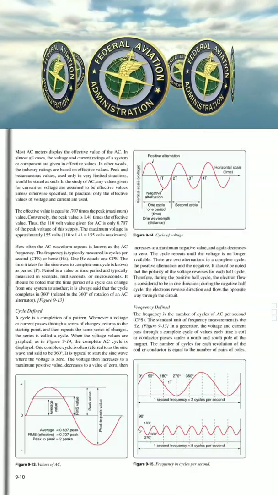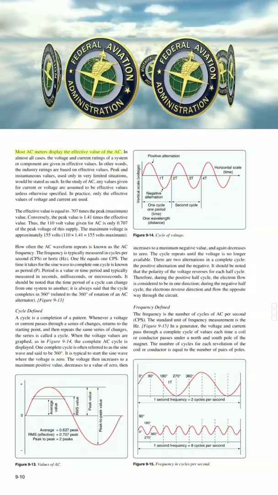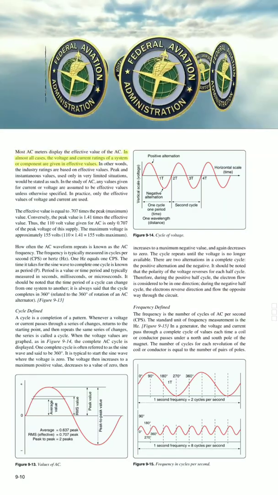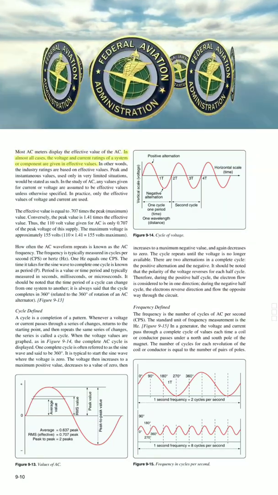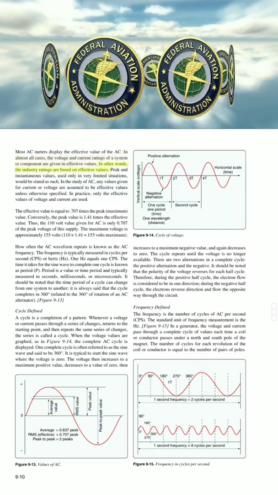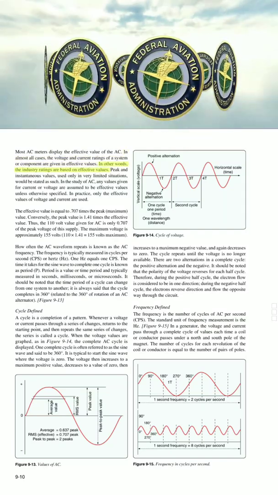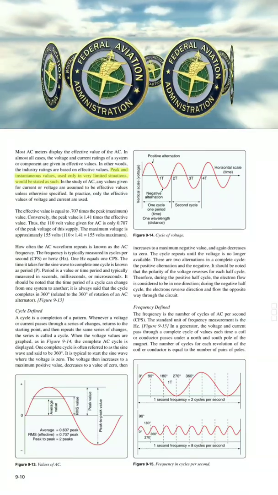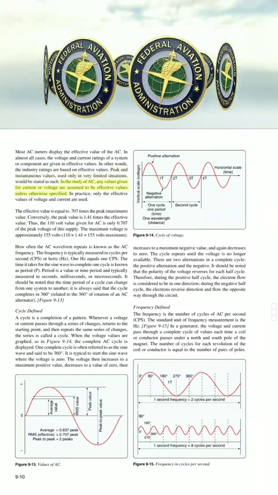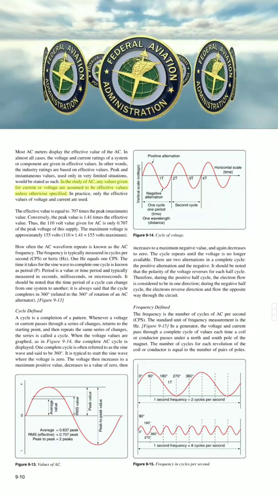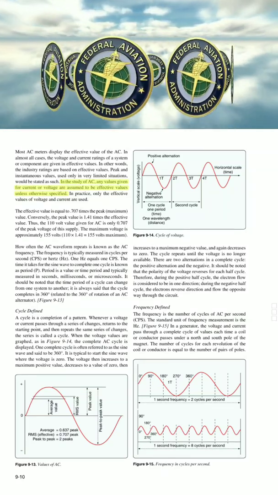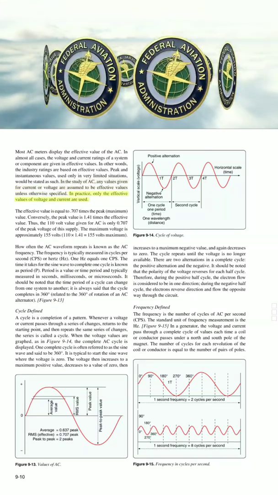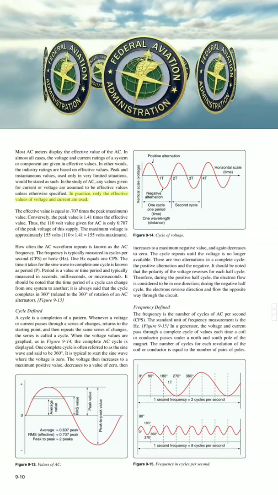9-9. Most AC meters display the effective value of the AC. In almost all cases, the voltage and current ratings of a system or component are given in effective values. In other words, the industry ratings are based on effective values. Peak and instantaneous values, used only in very limited situations, would be stated as such. In the study of AC, any values given for current or voltage are assumed to be effective values unless otherwise specified. In practice, only the effective values of voltage and current are used.